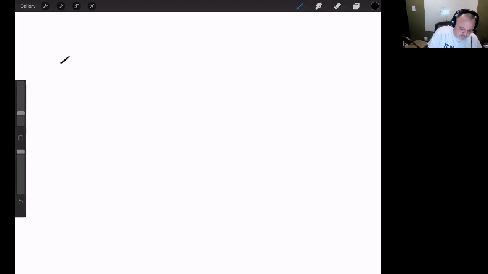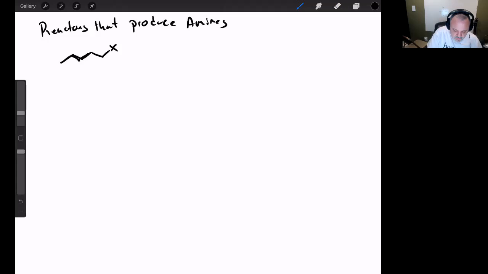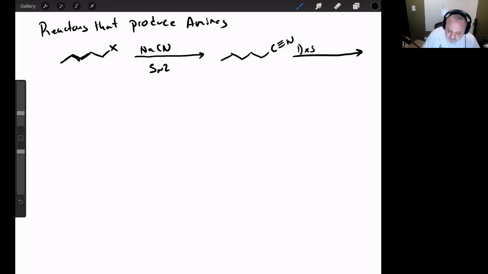All right, let's review some amine reactions that we know. So these will be reactions that produce amines. We know some of these already. If we take an alkyl halide and we react it with sodium cyanide, then we know that we'll get an SN2 reaction where the halogen is replaced with a nitrile. And at this point, we know that we can reduce a nitrile with lithium aluminum hydride, and that would produce an amine. So that's a review of a reaction that we know.